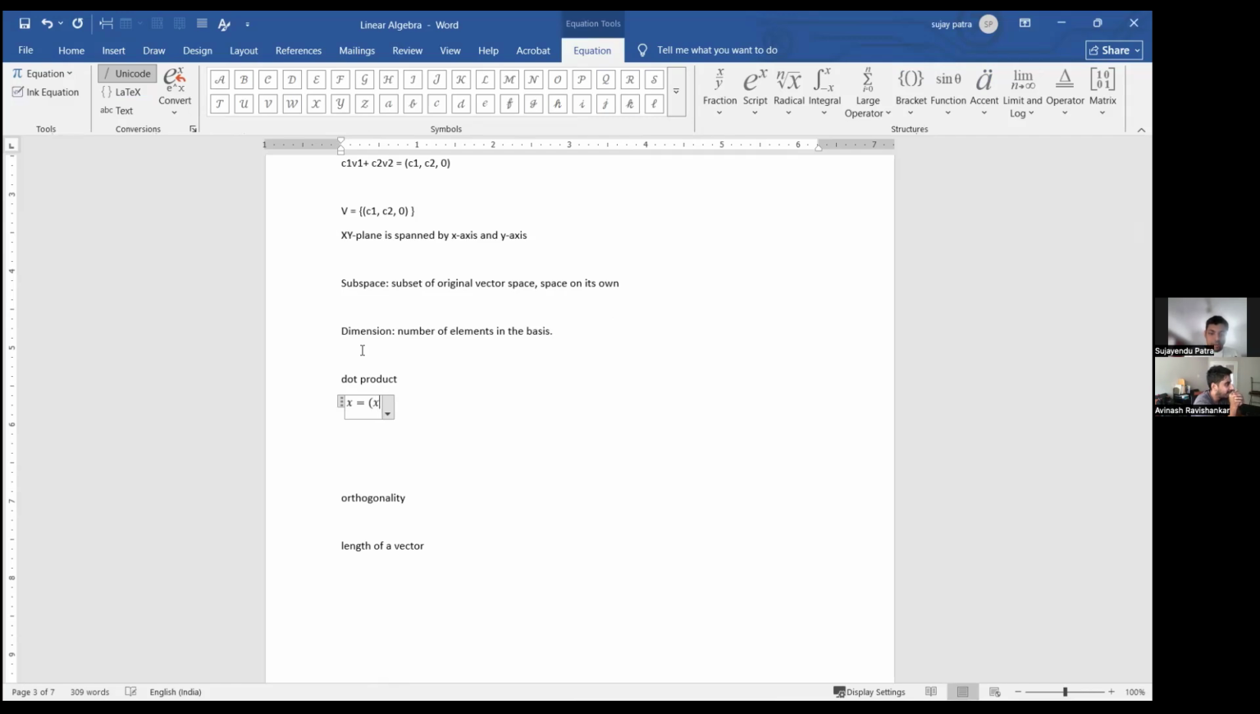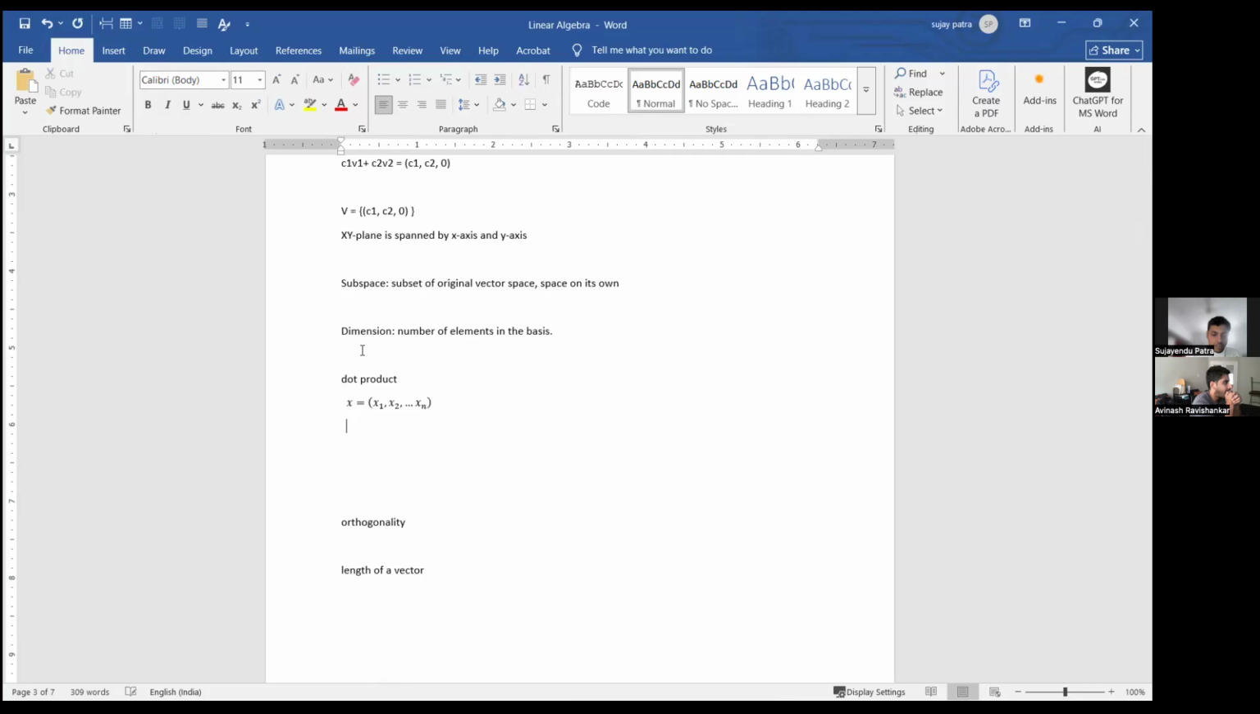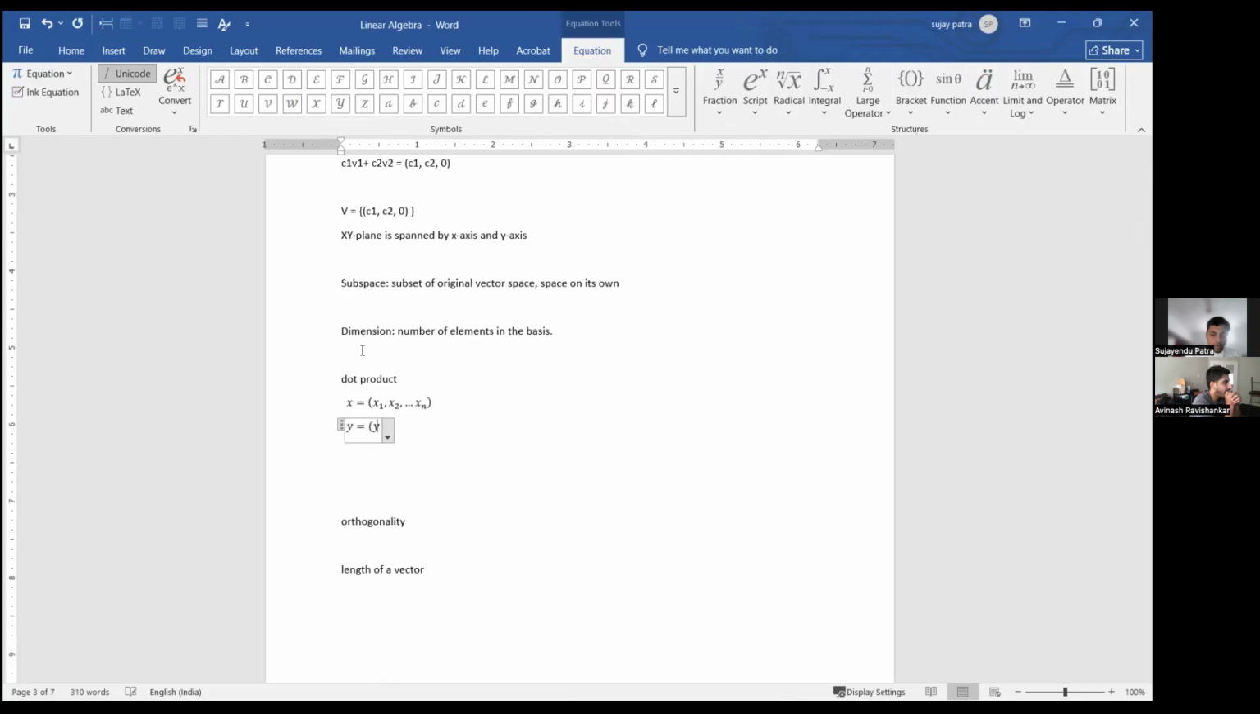Let's say I have a vector x, which has coordinates x1, x2, up to xn. And I have another vector y, which is y1, y2, up to yn. Then I will denote x dot y. This is my notation for now. So it will be whatever you think you should be doing coordinate-wise, x1 y1, and then you add up all these things up to xn yn.